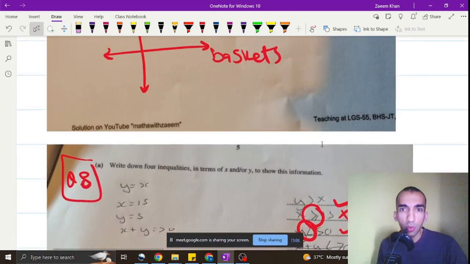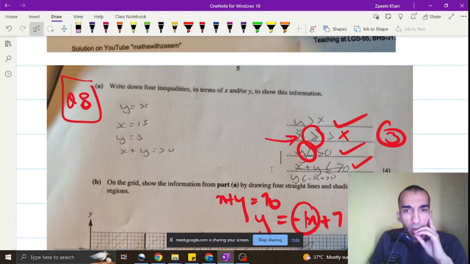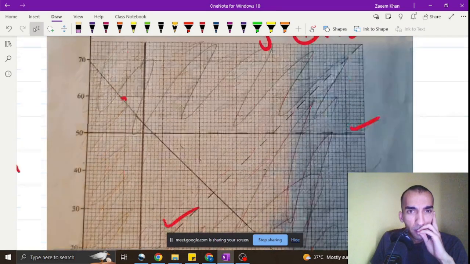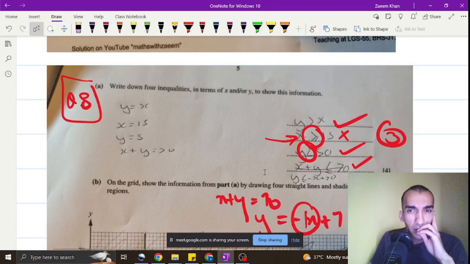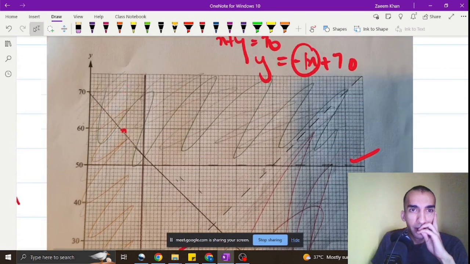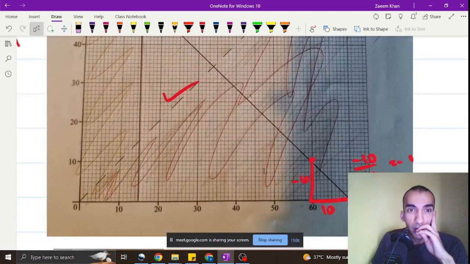Although when you tried to shade, this would have been incorrect because you went x is greater than or equal to 15. However, wait, hold on. By drawing 4 straight lines and shading the unwanted regions. So x less than 15 was the wanted region. We should have shaded x greater than 15. That's a bit of a problem. Y is greater than x. That's wanted, so you need to shade the unwanted.